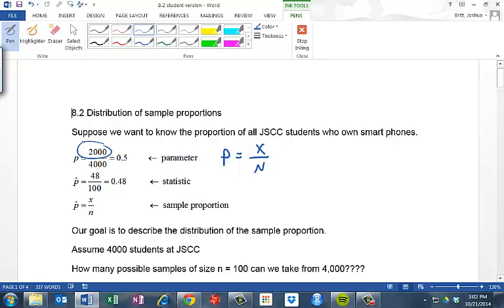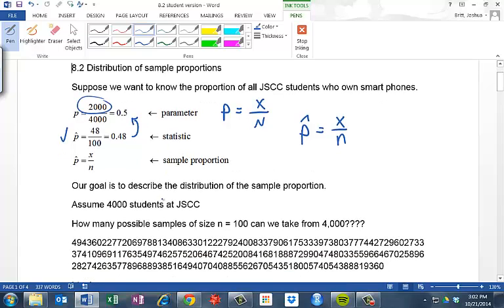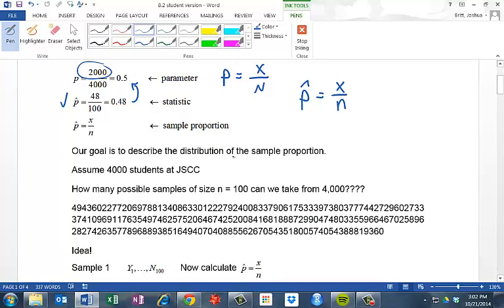Now, most likely we're not going to survey all 4,000 students, so let's assume that we take a sample, and the sample proportion we'll define as P hat, and we'll call it X over the sample size. Out of the 100 students surveyed, 48 said, yes, I do own a smartphone, so we get this statistic. And the statistic matches up closely to what the true value is. Now our goal is to describe the distribution of the sample proportion P hat.